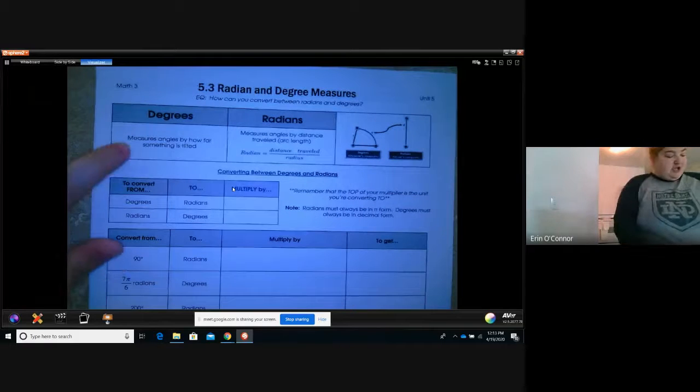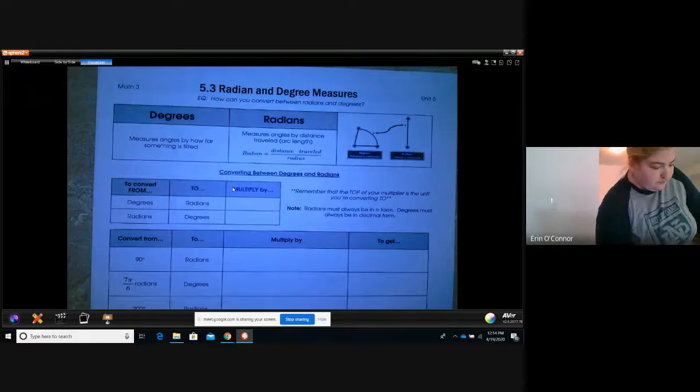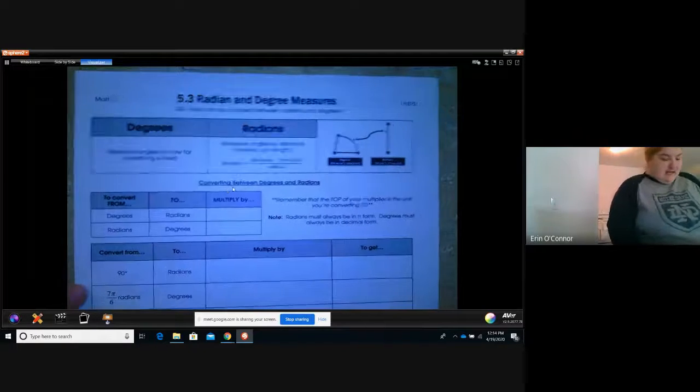But we're going to go through this. Degrees measure angles by how far something is tilted. Now, radians actually are measuring angles by distance traveled in arc length. So 2 pi is the distance around a circle. And that's why when you start talking about circumference and everything, it has something to do with 2 and pi, or area has something to do with pi. It's because it's about the distance around, or the arc length of a circle. So the radian is distance traveled divided by radius.